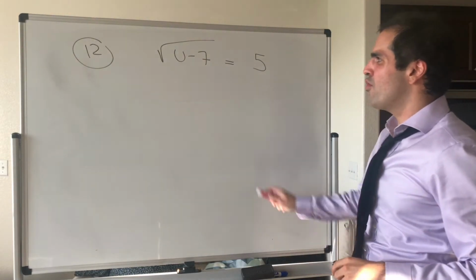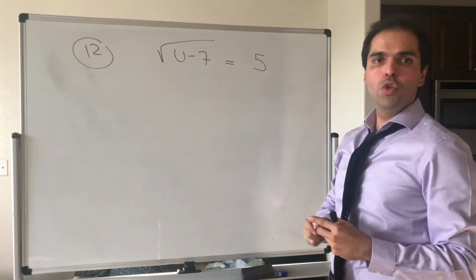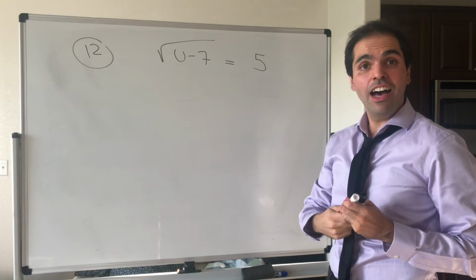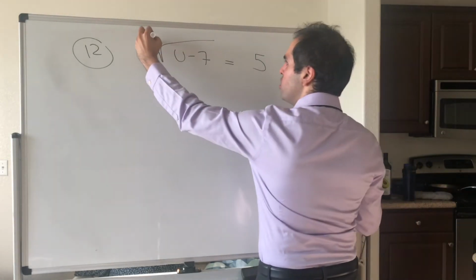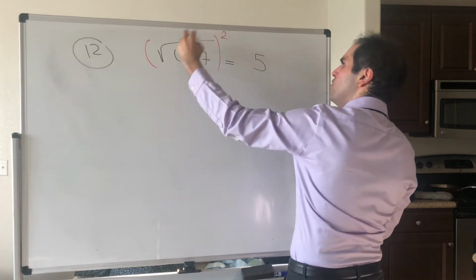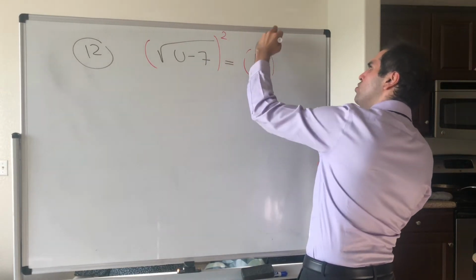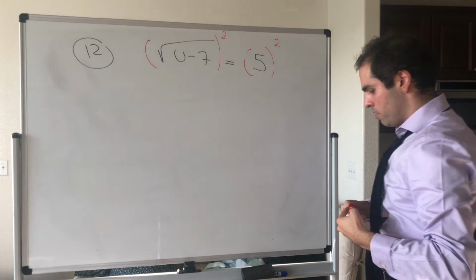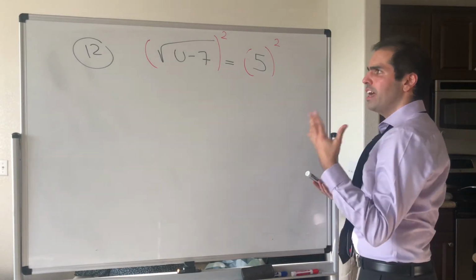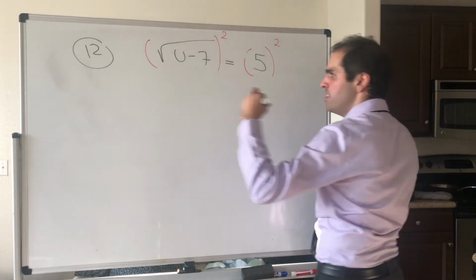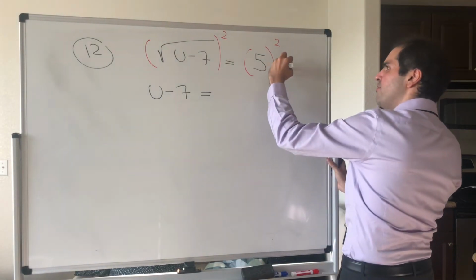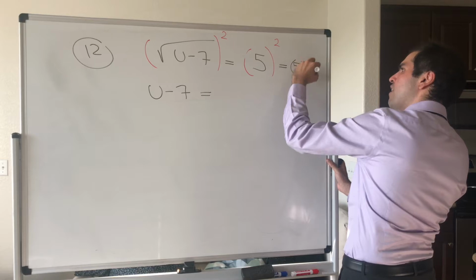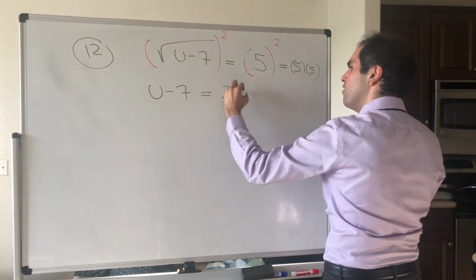So let's solve for u in square root of u minus 7 equals 5. And remember, in order to undo a square root, you just need to square. So this thing squared equals this squared. But what is square root of u minus 7 squared? That's just u minus 7. Okay. And what is 5 squared? That is 5 times 5, and that's 25.